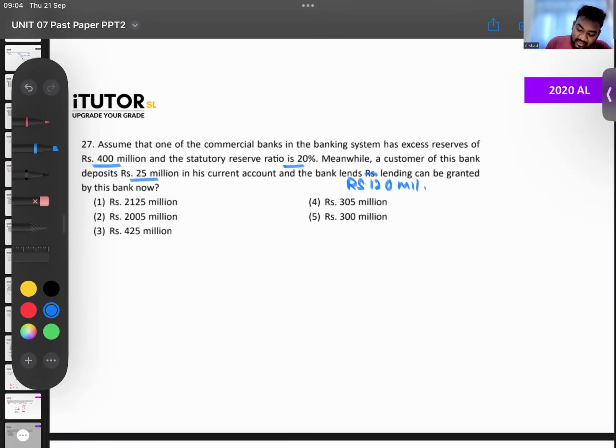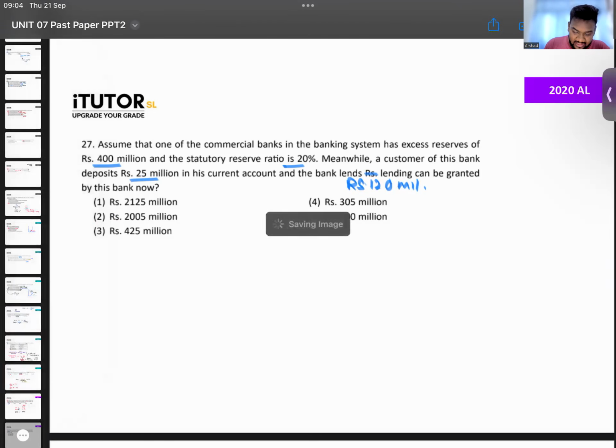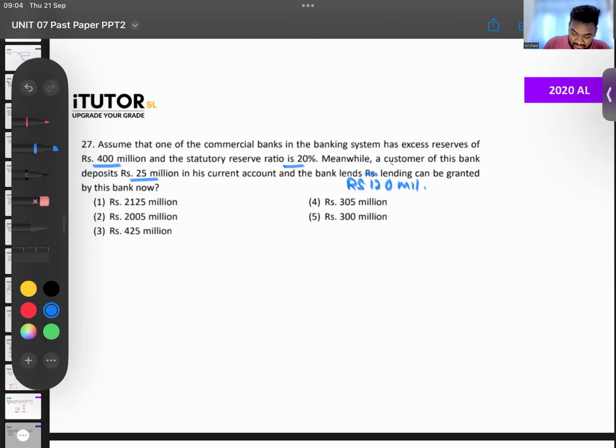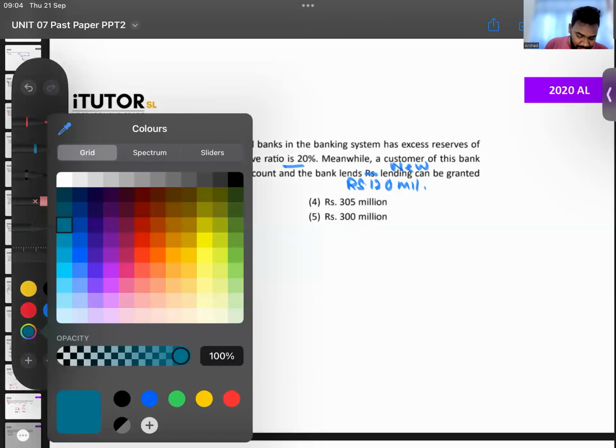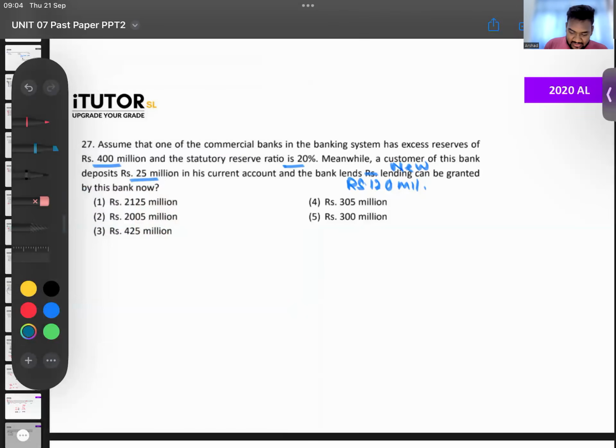The question is asking what lending can be granted? The new lending that can be granted by the bank, that's what they're asking, right? I have missed a few words. The additional lending. The amount of new additional lending that they can grant. This is an interesting question. So, the additional lending, make that correction.